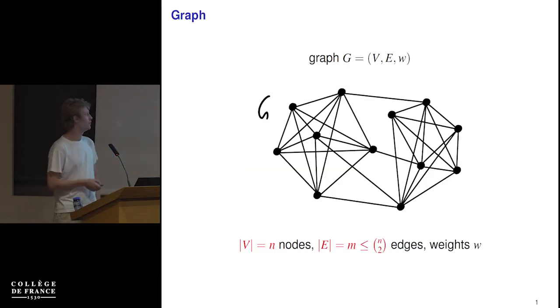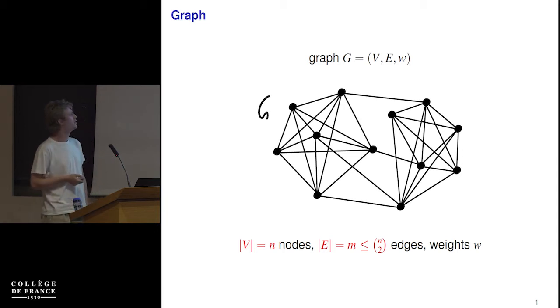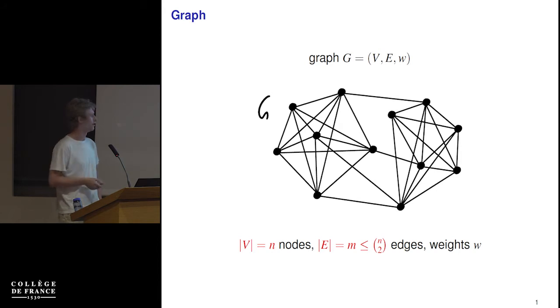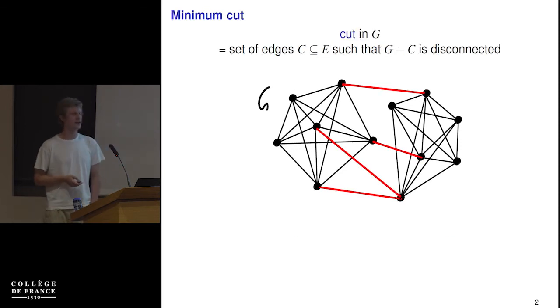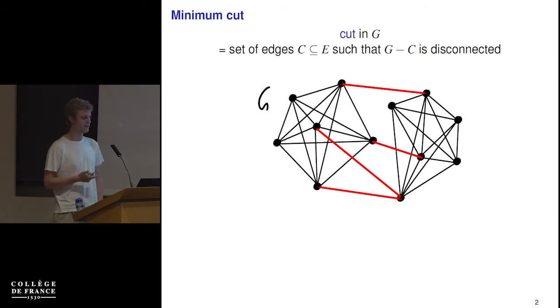So I'll start with some dry material. A graph G consists of a set of vertices V, or nodes, which are denoted as circles here, a set of edges E, which are basically unordered pairs of vertices, and every edge has a non-negative weight, W. The number of vertices is denoted by N, and the number of edges by M, which is at most N choose 2.